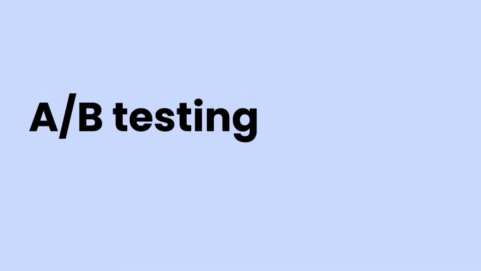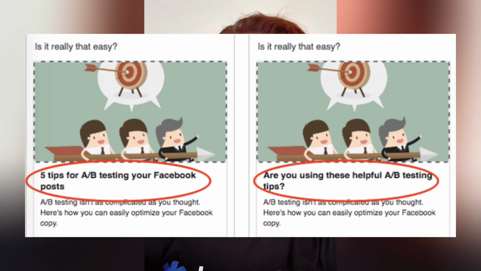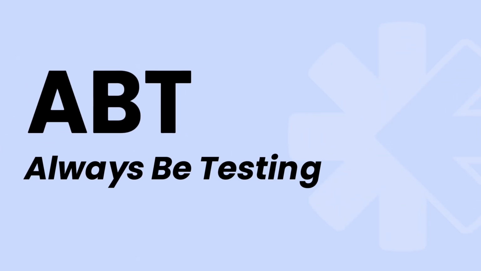Tip number 5, of course, A/B testing your ads. You might find that one ad yields a lower cost per click than the other. Try swapping out your copy and messaging, videos and images, and more, because you're going to have better quality ads that are highly optimized. So remember, ABT, always be testing.